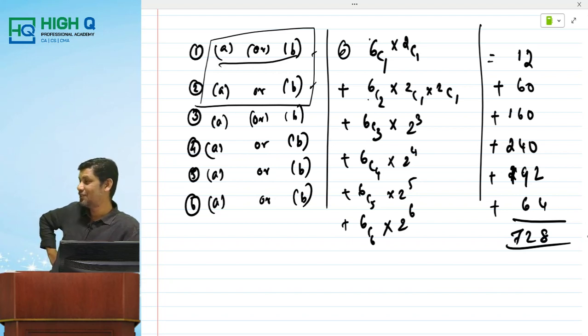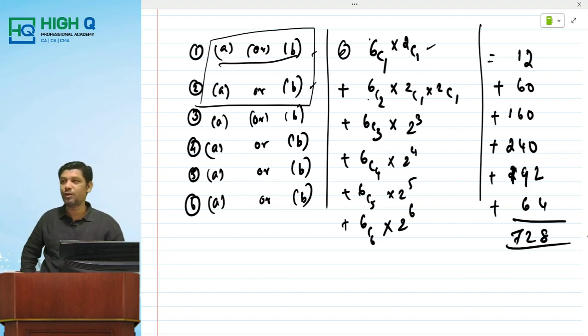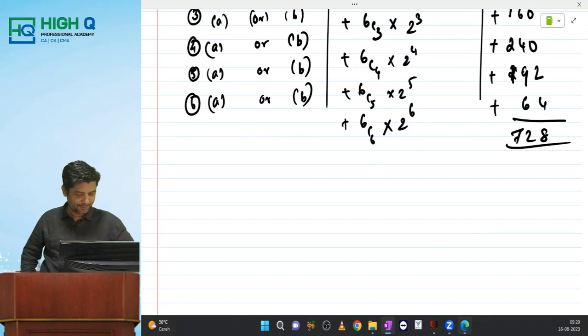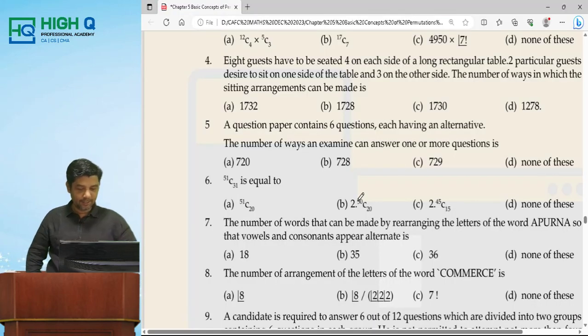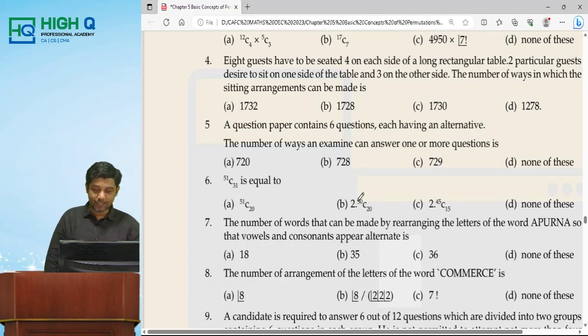If different numbers are given, instead of 6 questions, if they are given 8 or 9, is it still possible? Yes, that is also possible. What to do? Instead of writing 2C1, 2C1 and all, write 2 power 1, 2 power 2, 2 power 3, 2 power 4, 2 power 5, 2 power 6. That is what is going to happen. Right, my dear? Are you enjoying?